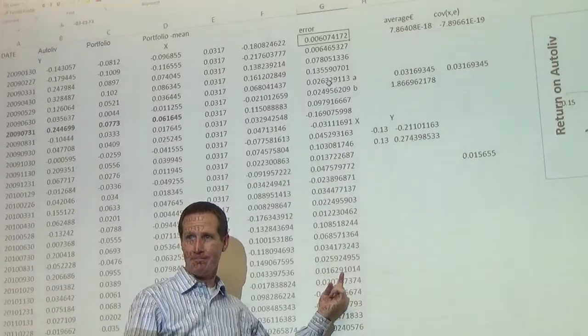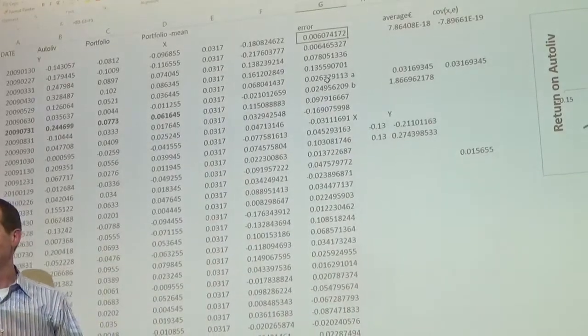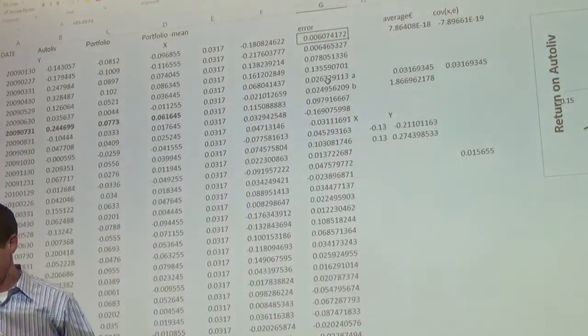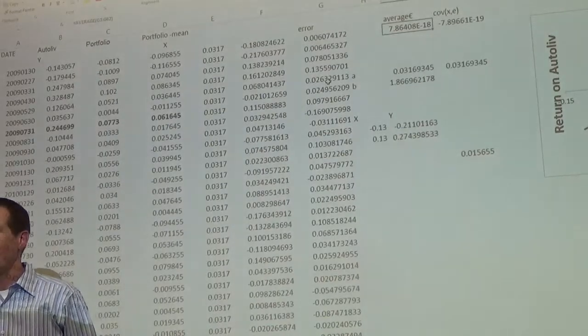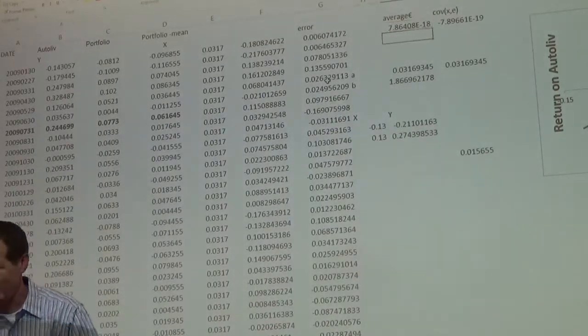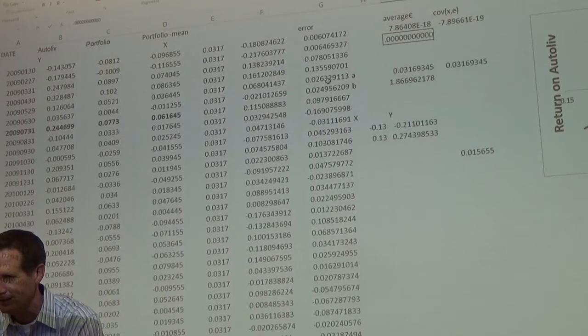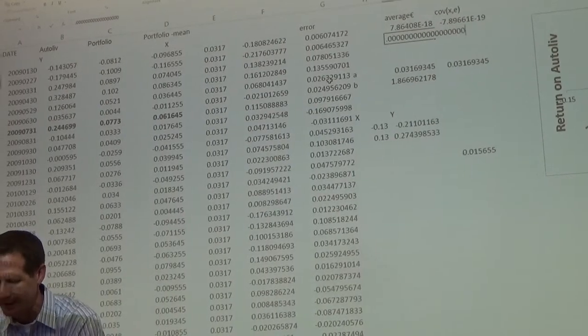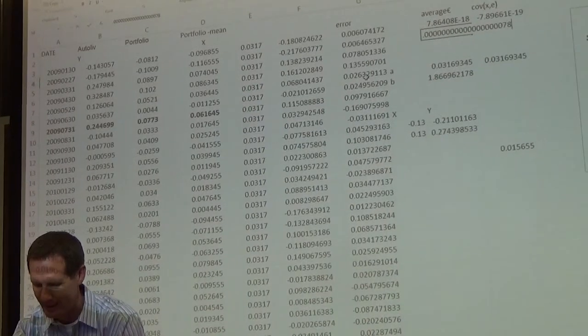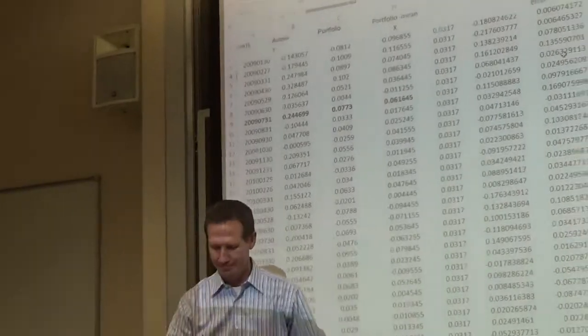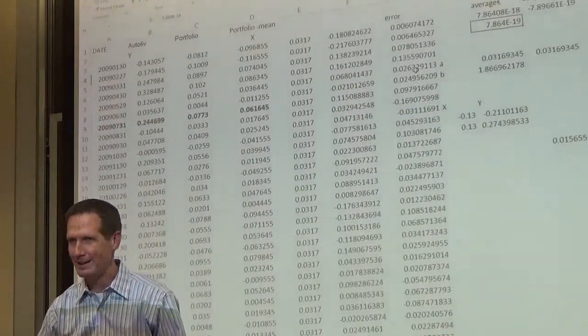Sorry, this is sort of a backstepping question, but you said that for the average, the 7.86, because of the E, that's really close to 0? Uh-huh. Yeah, so what that means is this is equal to 1, 2, 3, 4, 5, 6, 7, 8, 9, 10. Oh, okay. 18 zeros, then 7, 8, 6, 4, and so on. Okay. That's what that E means.